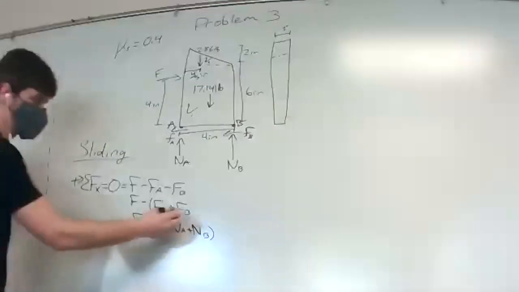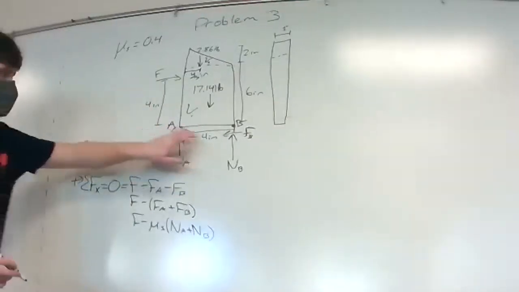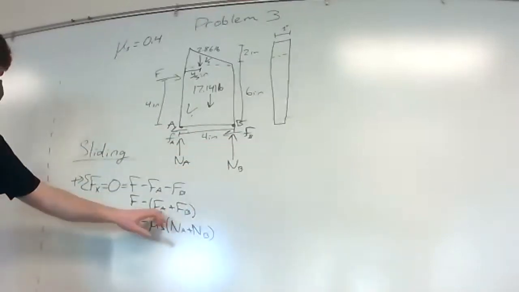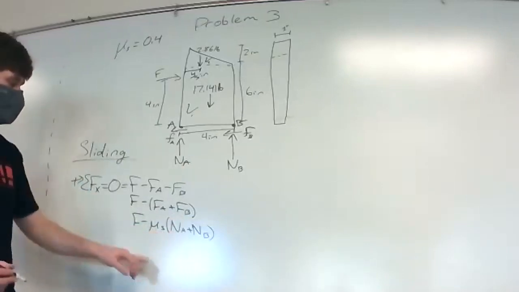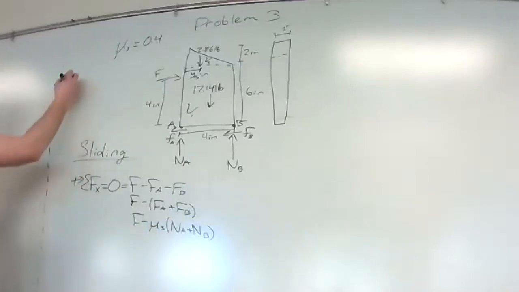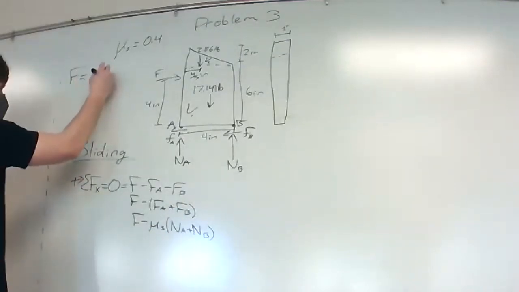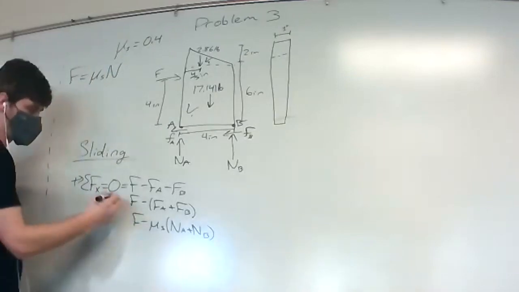So what we've done here is we've taken a sum of the forces in the x, which is F, F, and F, and changed our FA and our FB to be mu sub S times N. This is just universally true, that the friction is going to be equal to mu sub S times N. This F is friction. And this is all equal to 0.